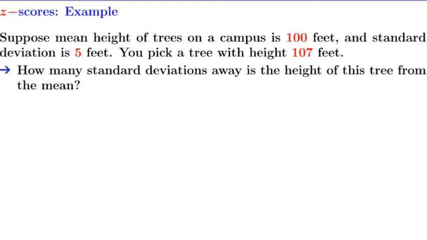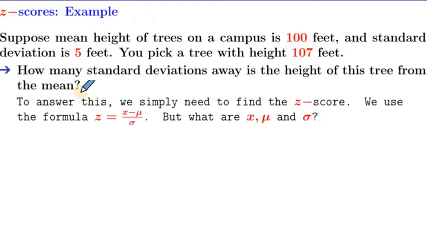So let's look at another example here. Suppose the mean height of trees on campus is 100 feet and the standard deviation is 5 feet. You pick a tree with height 107 feet. How many standard deviations away is the height of this tree from the mean? To answer this question, we simply need to find the Z-score. We use the formula Z equals x minus mu over sigma. But what are our x, mean, and standard deviation?